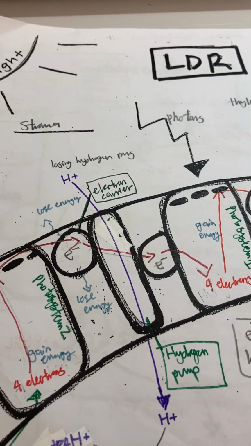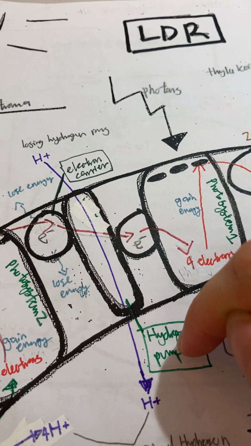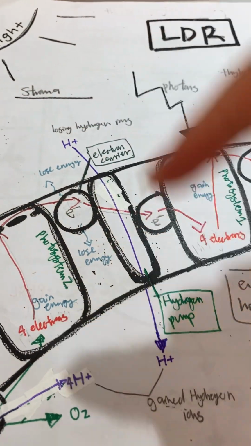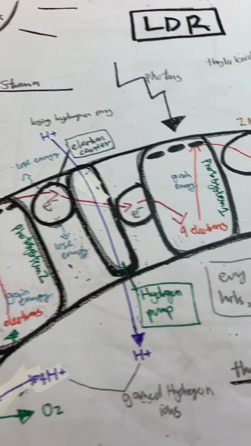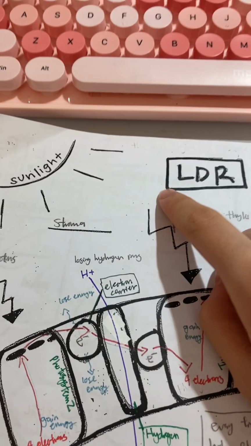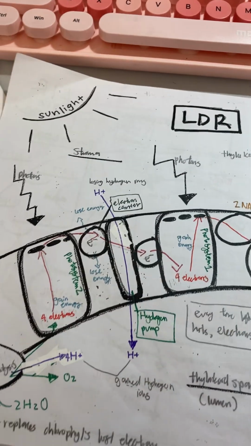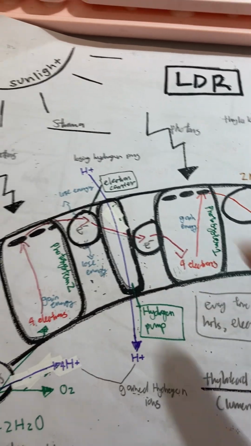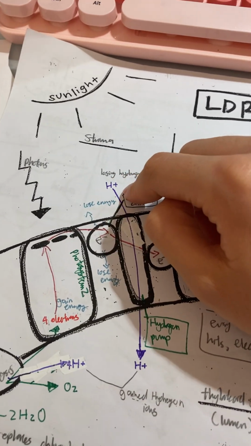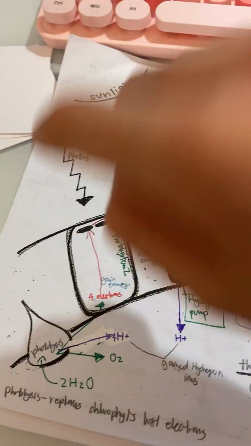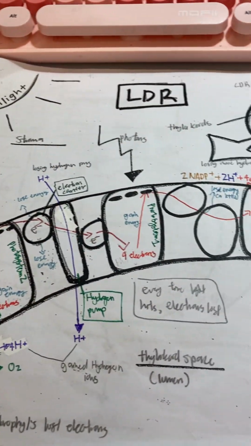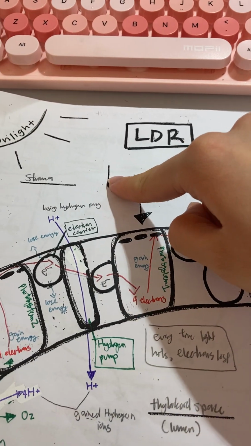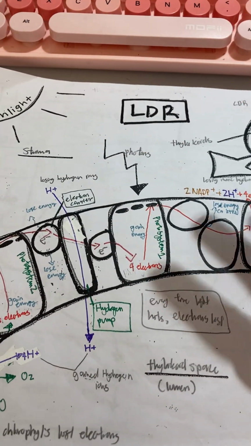When it loses energy, it's used to power the hydrogen pump. So this hydrogen pump will pump hydrogen into the thylakoid space. This over here is called the stroma, and this over here is called the thylakoid space, also known as the lumen. There are hydrogen ions going this way, and there are hydrogen ions going this way. So there are more hydrogen ions in the thylakoid space compared to the stroma, which means we have a concentration gradient.